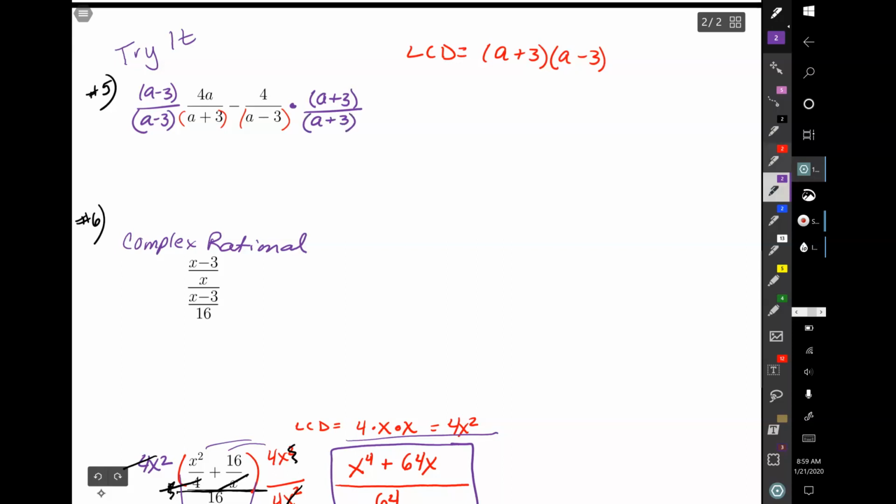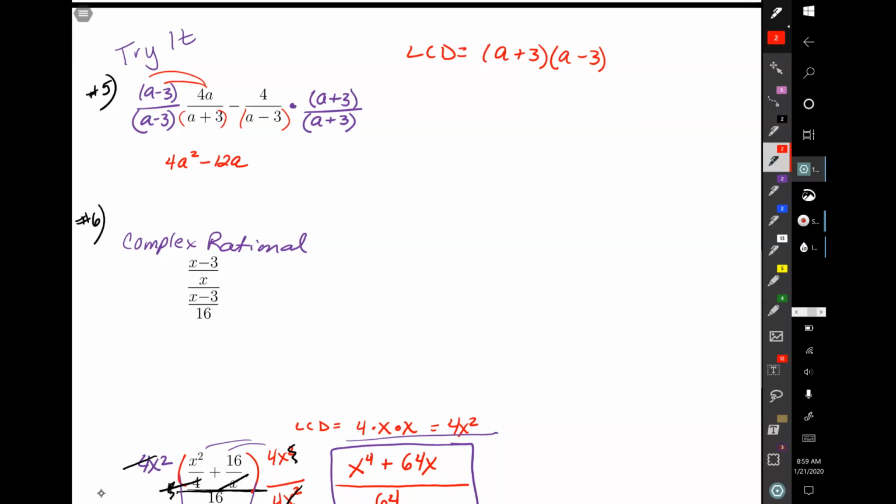Now here's where we need to be careful. I need to be careful to distribute carefully. So in the top, for the first fraction, we're going to get 4a squared minus 12a.